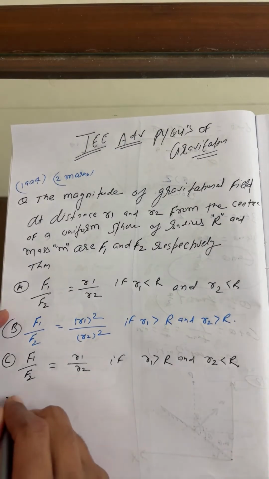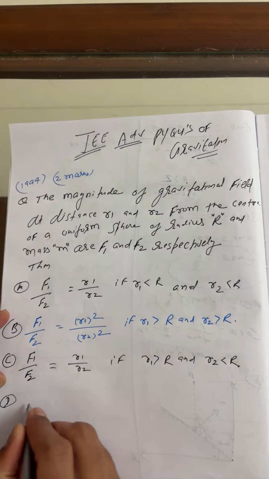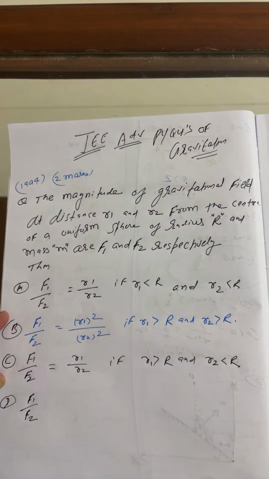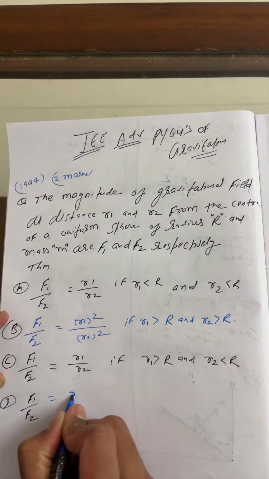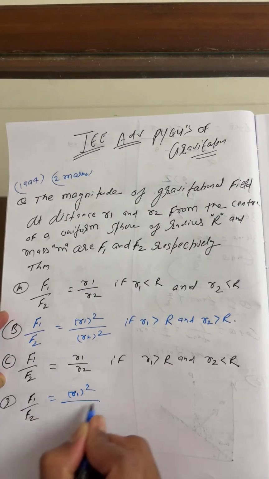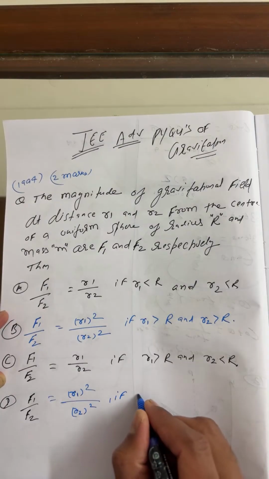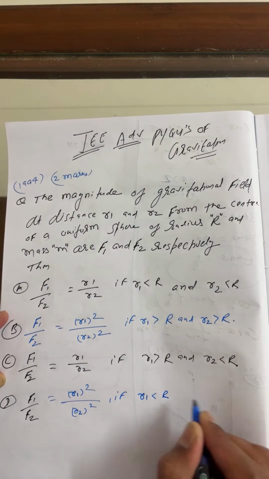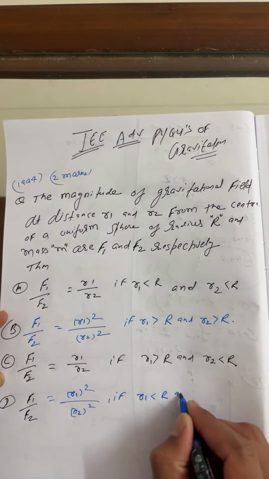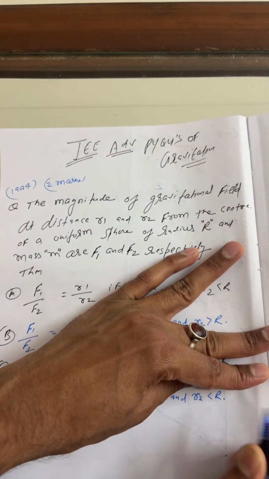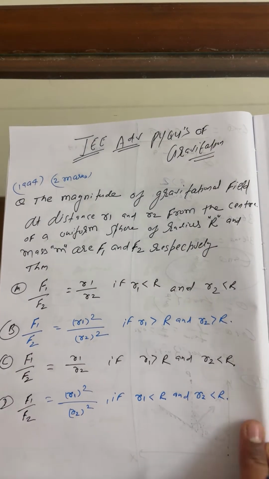Last option, students: F1 by F2 equals r1 square upon r2 square if r1 is less than R and r2 is less than R. So this is the point, right, my dear?